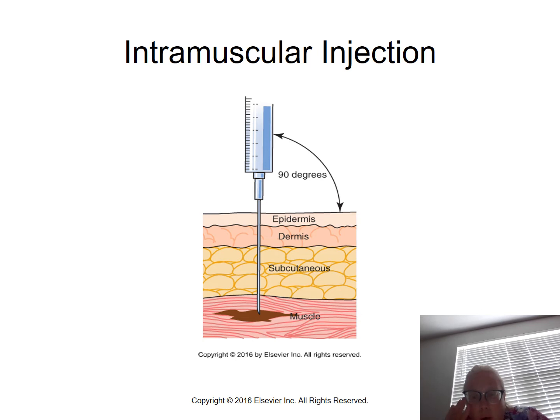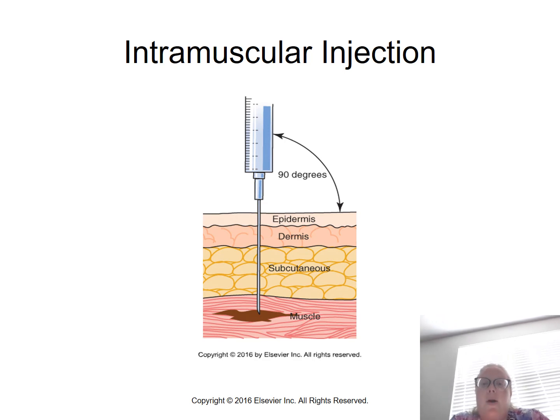Okay, so here is that intramuscular injection. This is typically a 90 degree administration because we want to make sure we get deep into the belly of that muscle. So you're going through the epidermis or outer layer, the dermis, the subcutaneous, and the muscle to give that injection.